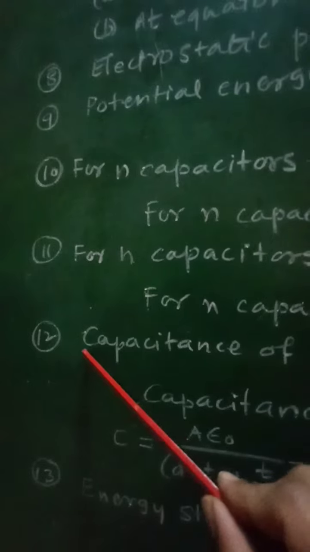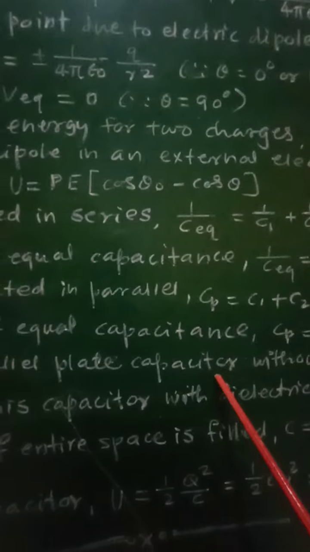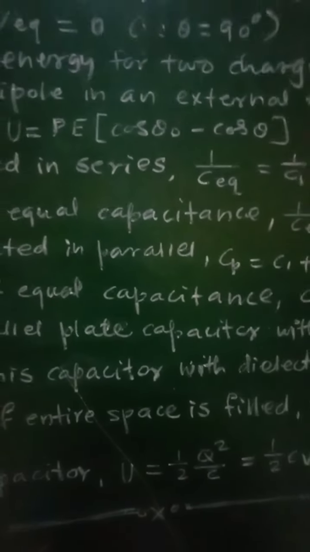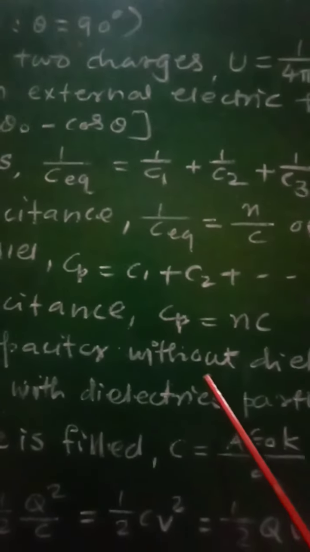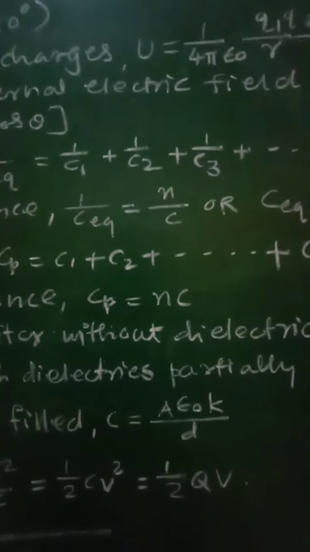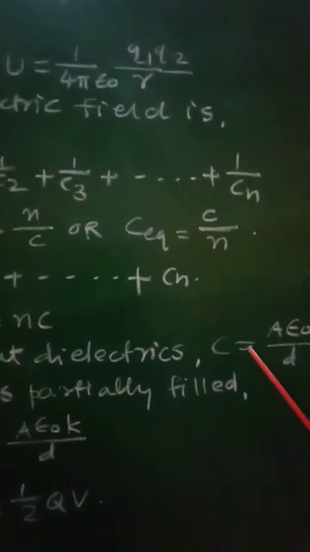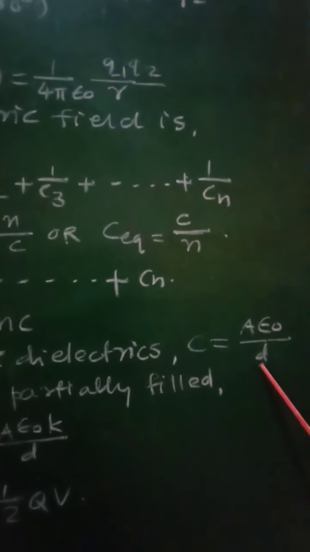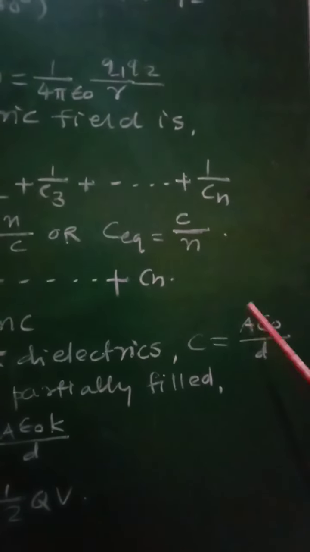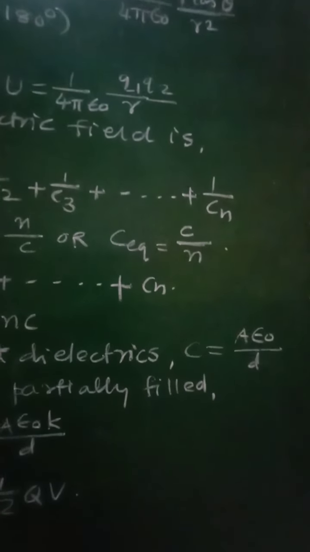Then the 12th formula is for the capacitance of a parallel plate capacitor. For a parallel plate capacitor without dielectric, when it is not filled with dielectric, C will be equal to A epsilon 0 upon D, where A is the area of each plate of the parallel plate capacitor, and D is the distance of separation between its two plates.